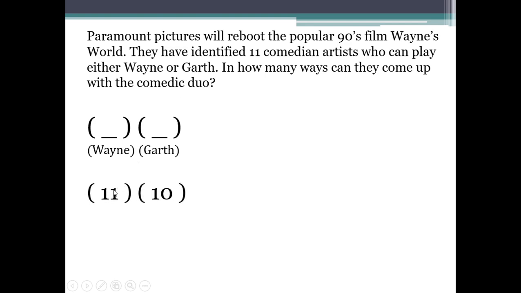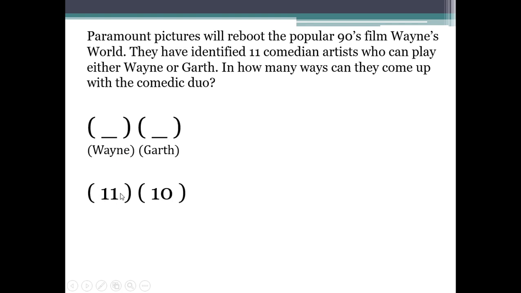So, of these 11 from whom we choose 2, each can either play Wayne or Garth. Any of them can play Wayne or play Garth. So the concept is two box spaces that represent the 2 positions in the movie, for Wayne and Garth. We have 11 who are possible, so 11 can play as Wayne.